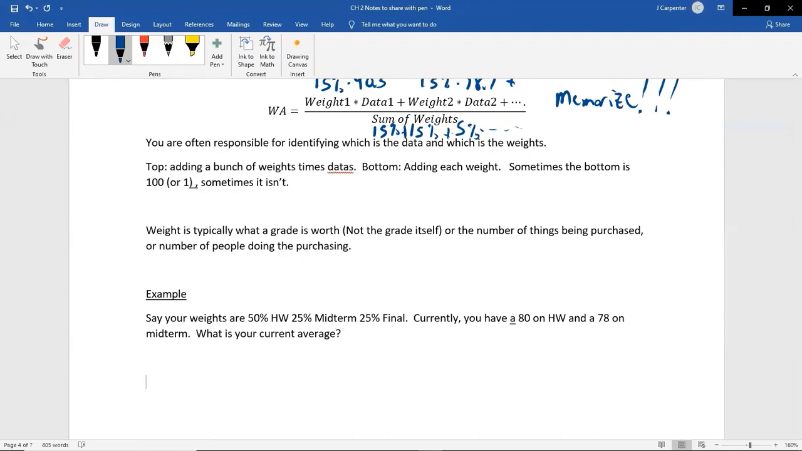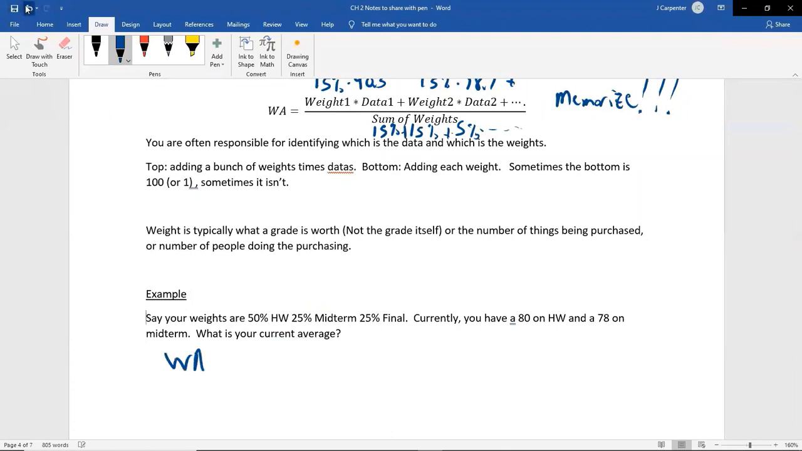So I'm not saying you have an 80 on just 1 or 2 homeworks. I'm saying you have 100s and 95s and 72s. You add them all up, divide by the number of homeworks, you got an 80 as your average. And you earned a 78 on the midterm. So these grades are pretty close to each other. What is your current average? Now, we're not just adding 80 and 78 and dividing by 2, because this is a weighted system. We have to account for that.